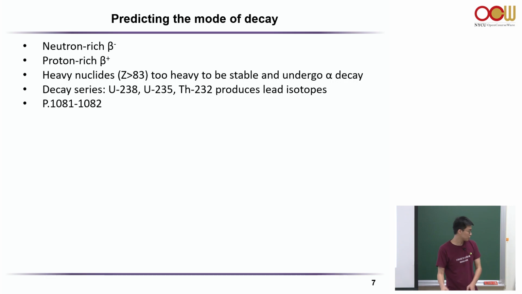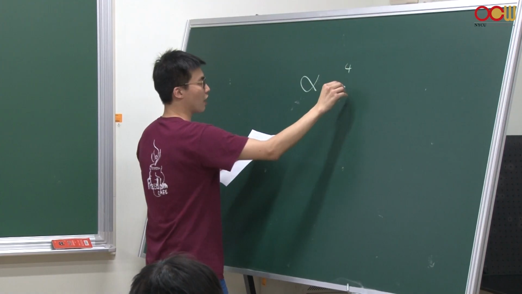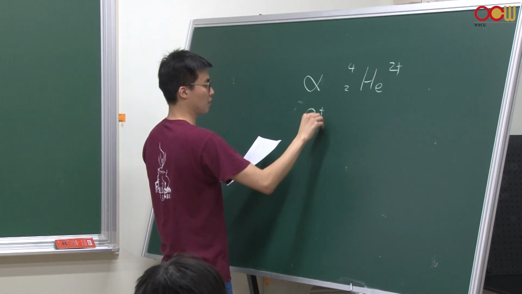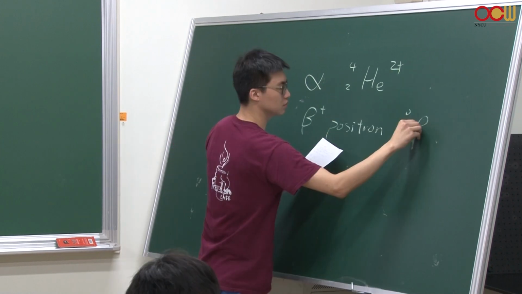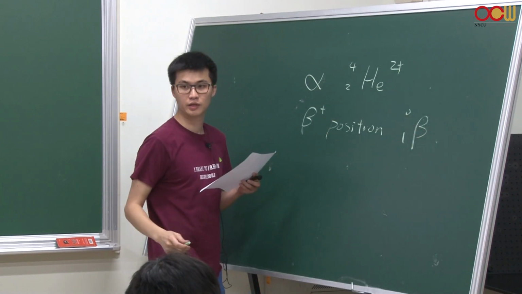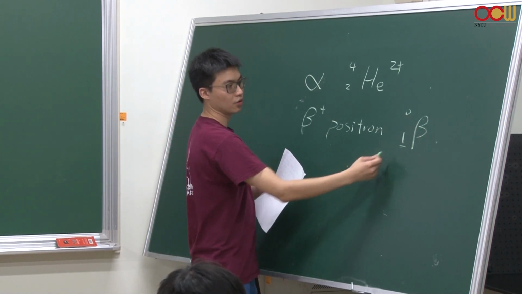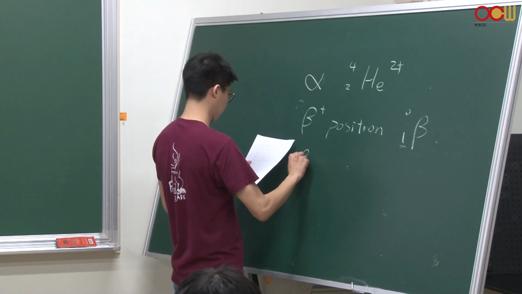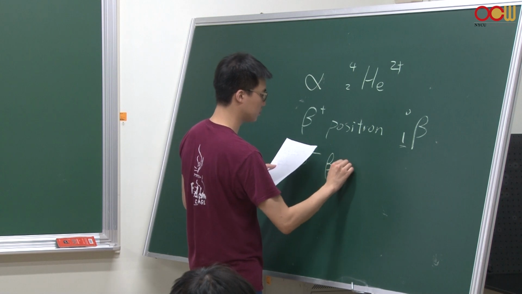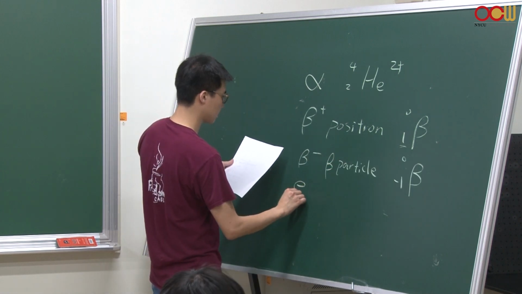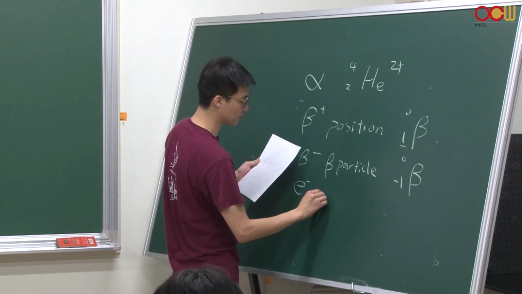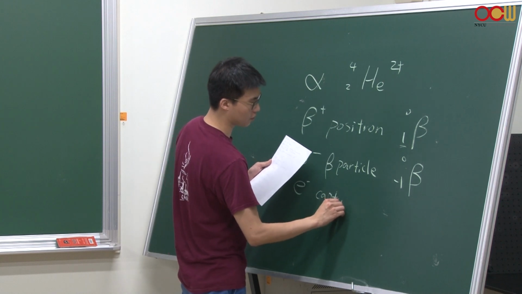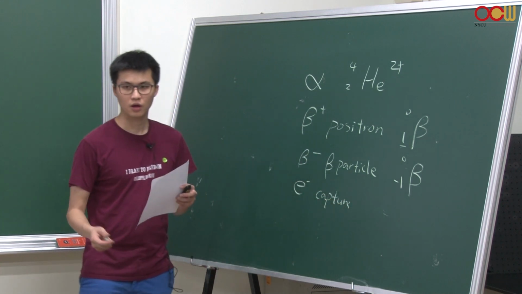Just to show, this is the alpha particle, and this is the positron. When this positron is emitted, your atomic number will decrease by 1. And this is called a beta particle. Sometimes there's something called electron capture, but that is not on the product side.